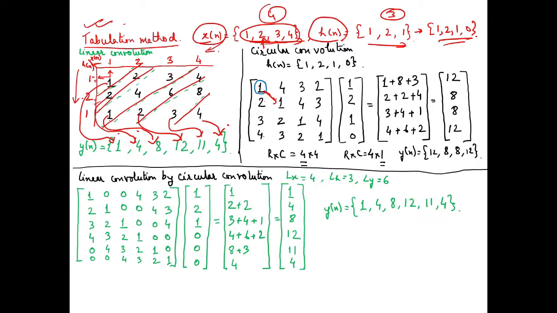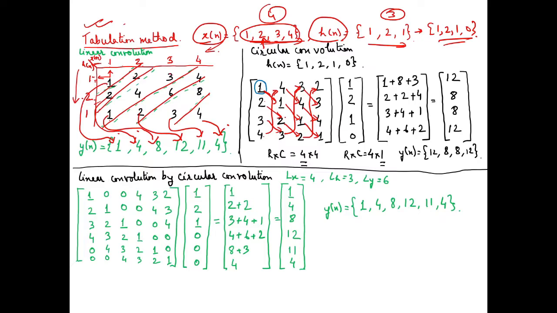1, 2, 3, 4. Next, I would take the first number and move it diagonally down, and this one comes over here. In the next stage, it comes up. In the next stage, it comes up. So, in every step, you are moving the first element down, one step down.